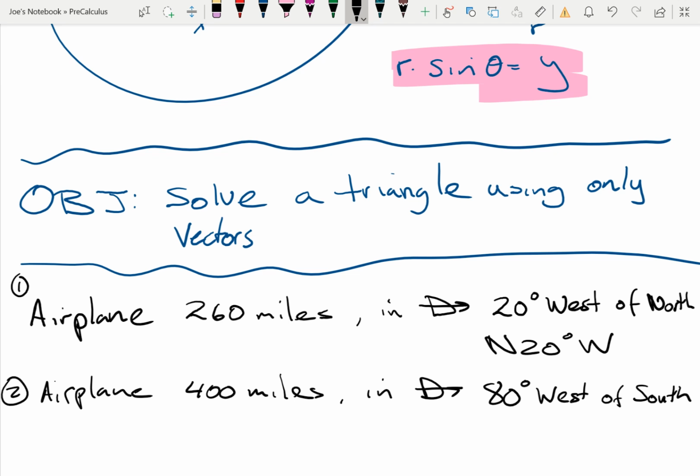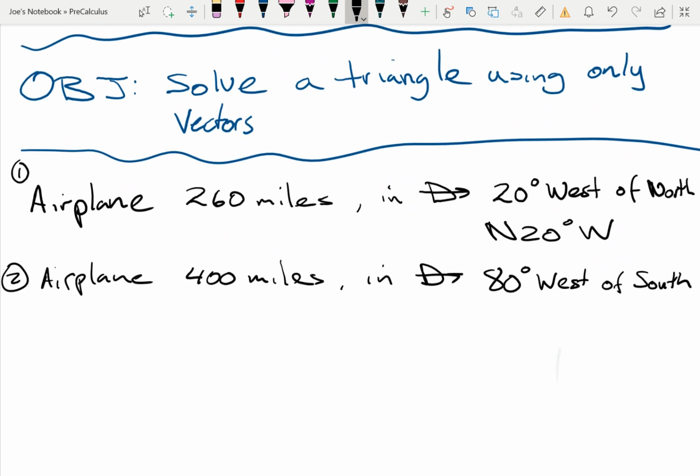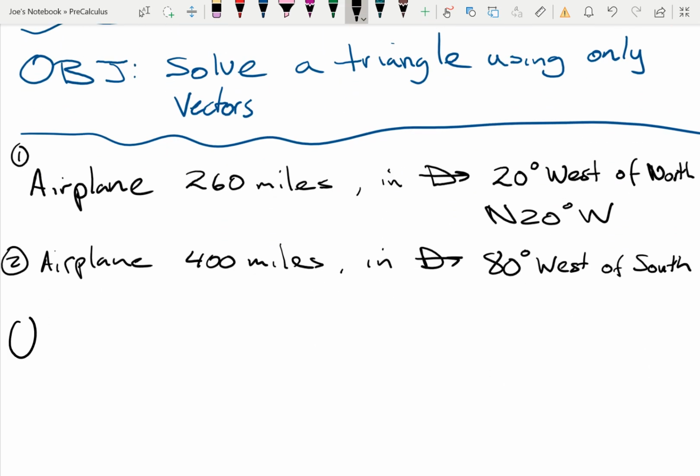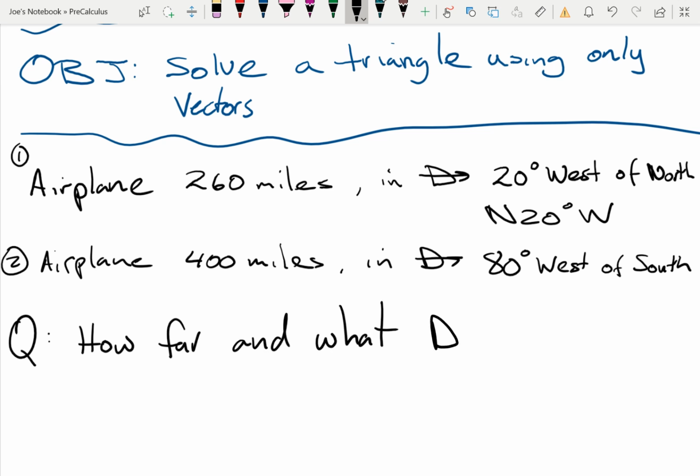We can work on that. You bring me a diagram and I'll ask, what have you drawn? What have you seen? Let's read the words and point to it, and then we'll work our way through it. But just be able to build a diagram. Here's the question for this problem: how far and in what direction is the airplane from the starting point?